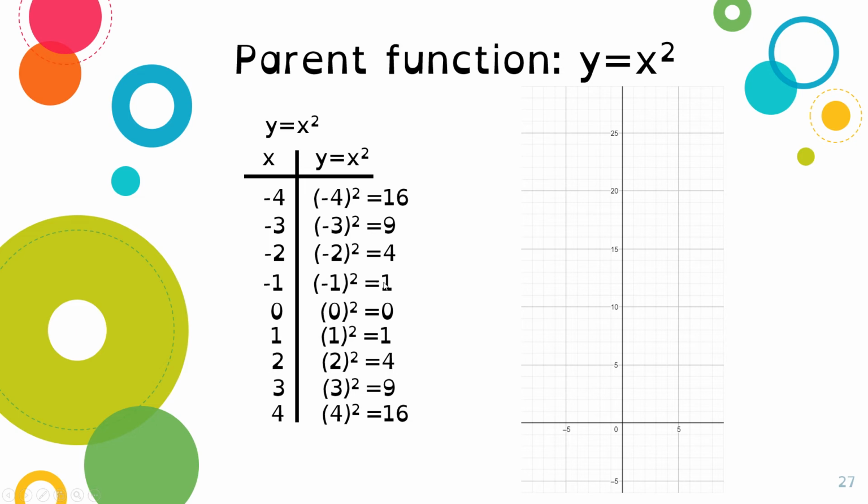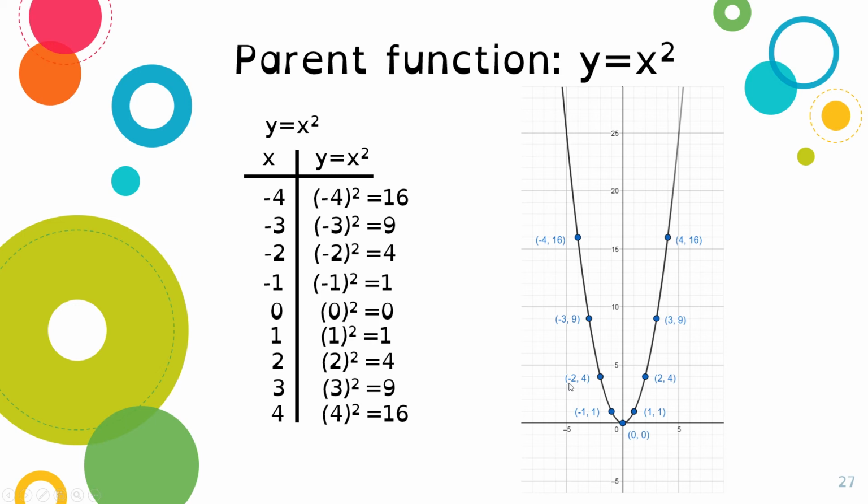So both 1 and -1 give +1. 2 and -2 are both +4. 3 and -3 are both +9. 4 and -4 are both +16. And that pattern is going to continue. And when we plot those points on our graph, and then draw a line through them, we can see that this U parabola shape is developed by that pattern of squaring our x values.